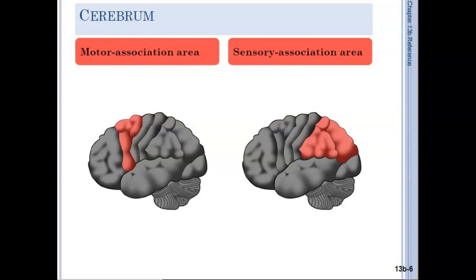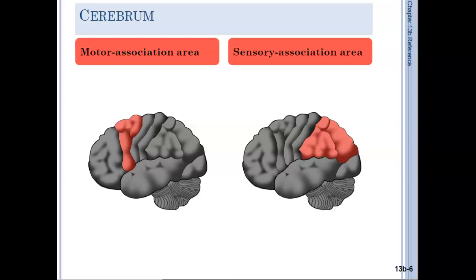So association areas produce a meaningful experience of the world. It helps us to interact effectively and support abstract thinking and language. So the parietal, the temporal, the occipital lobes, they're all located in the posterior part of the cortex. They organize the sensory information into a coherent model of our environment centered on our body image.